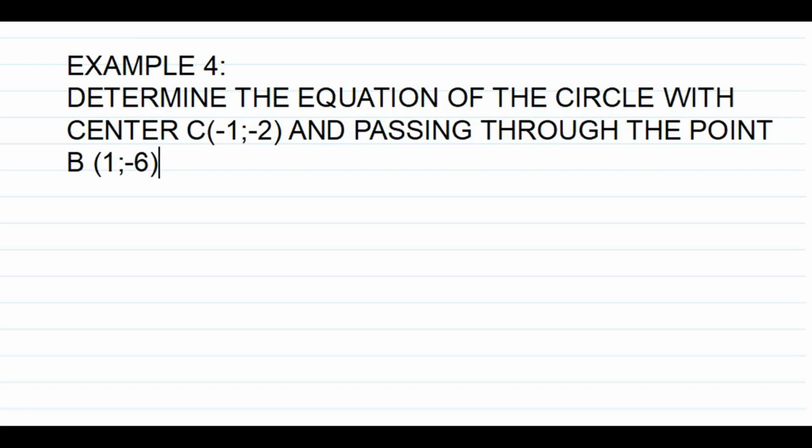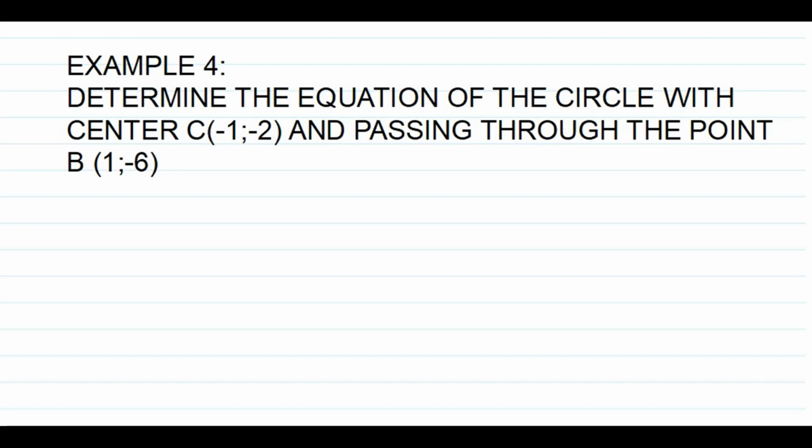Now let's look at an example where you're actually given the center of the circle and it's not at the origin, and you're also given a point on the circumference of the circle. So let's check out this example. It says determine the equation of the circle with center C, which is negative 1 and negative 2, and passing through the point 1 and negative 6.